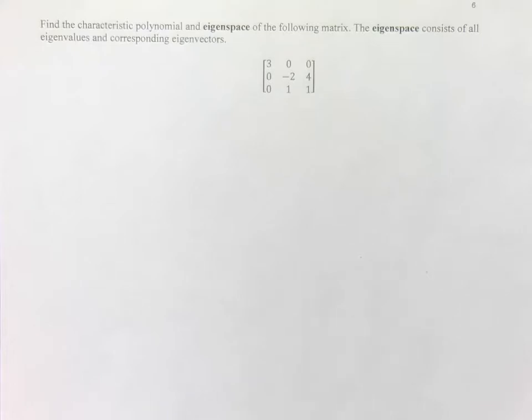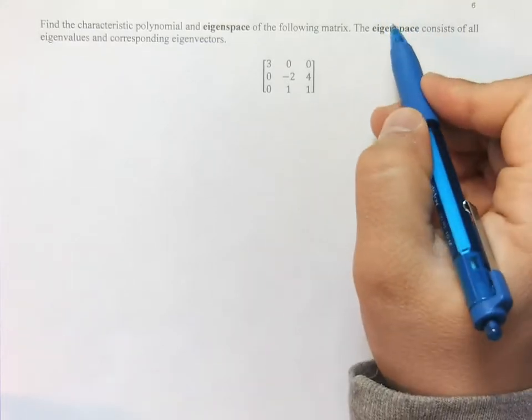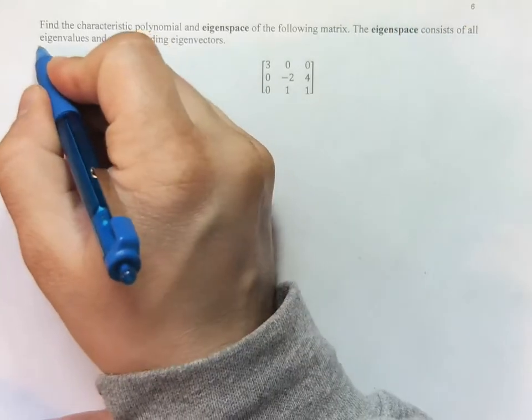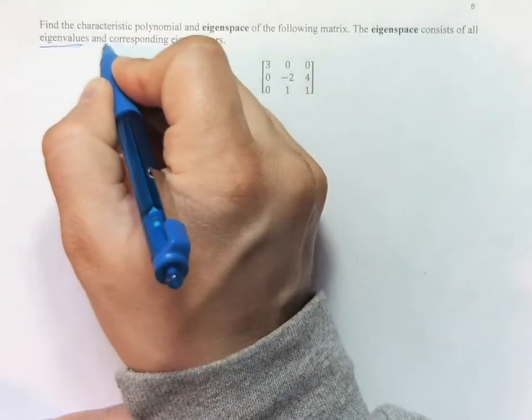So let's find the characteristic polynomial and the eigenspace of this following matrix. This is a 3x3, and 3x3s definitely require a little bit more work because you have to do the determinant of a 3x3, and if you remember, the determinant of a 3x3 is a little bit more involved, but it's okay, we can do this. We're going to find the eigenvalues and the eigenvectors. Just to be clear, when you see the word eigenspace, that means find the eigenvalues and their corresponding eigenvectors.